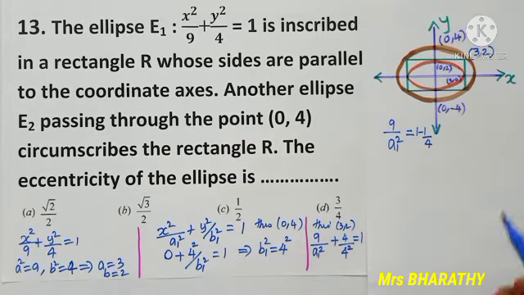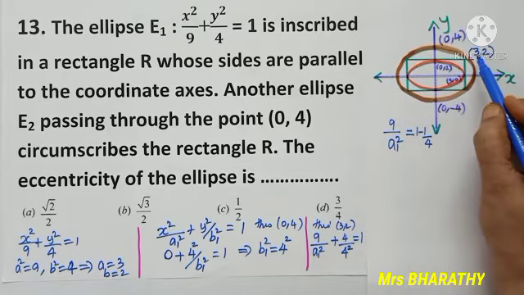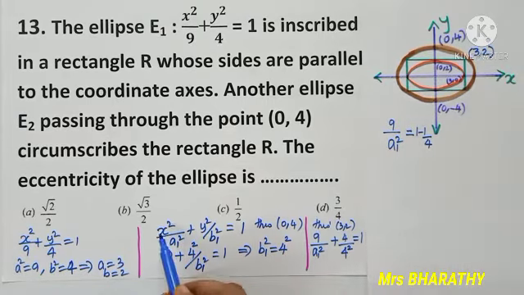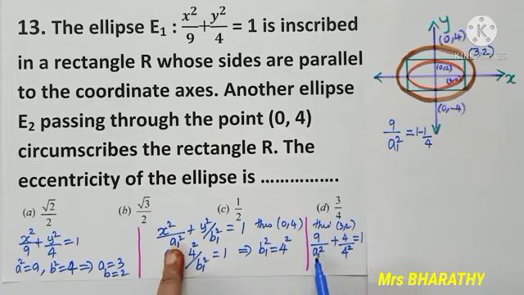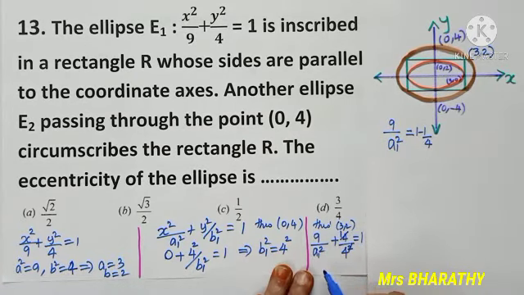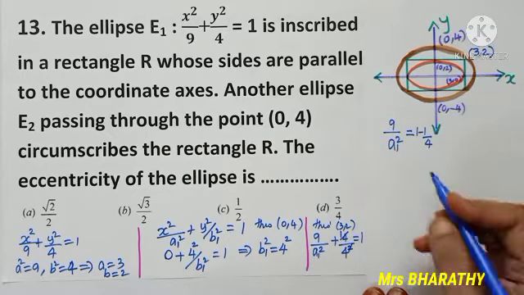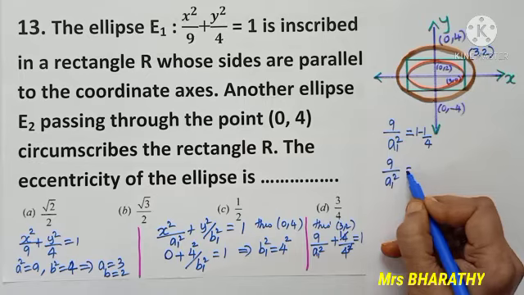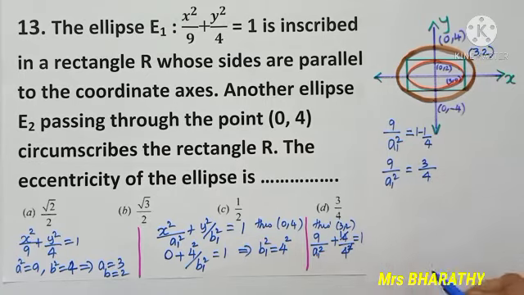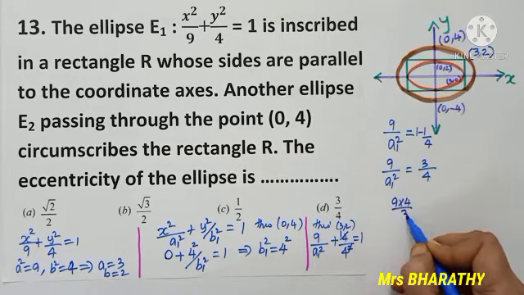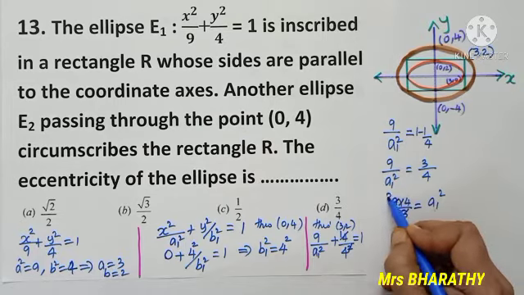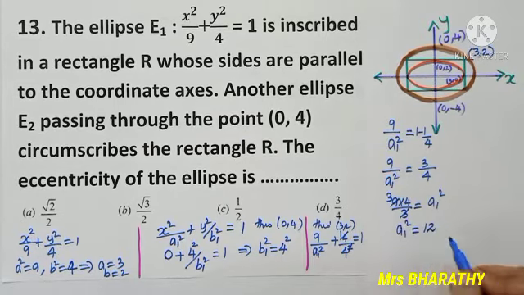It is also noted the new ellipse is passing through 3, 2. Substituting 3, 2, x square 3 square, y square 2 square, a1 square I do not know, b1 square 4 square. Cancelling 4 and square, I get 9 by a1 square is 1 minus 1 by 4. 9 by a1 square is 4 minus 1, that is 3 by 4. As I cross multiply, 9 into 4 divided by 3 is a1 square. So we get a1 square is 12.